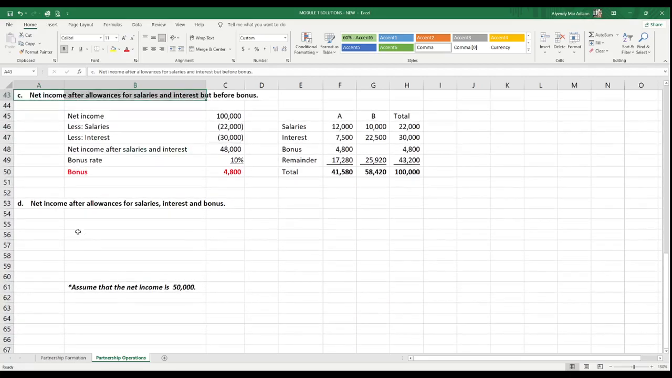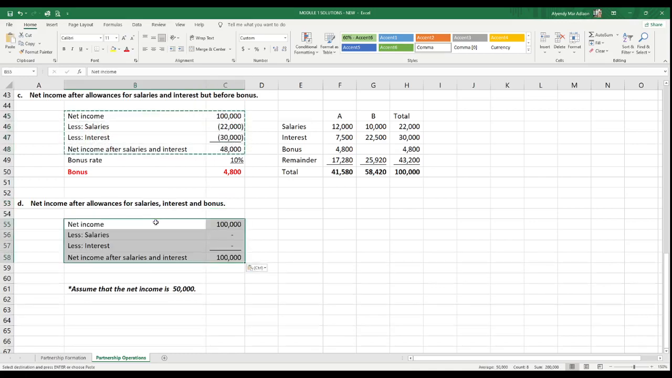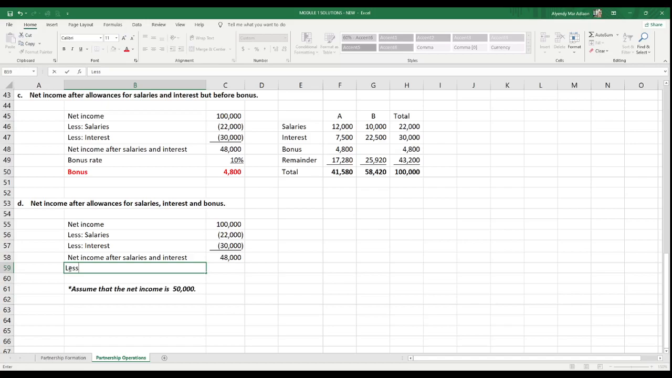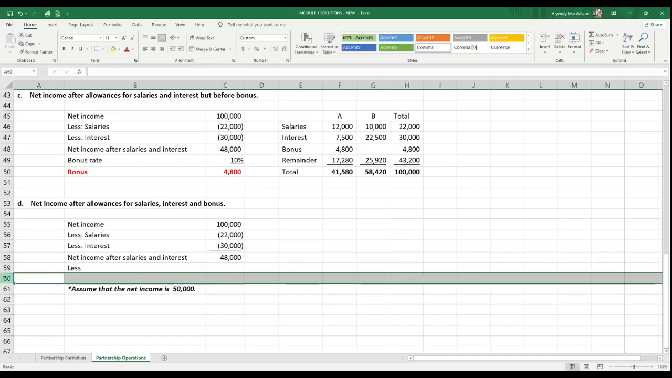And lastly, we have net income after allowances for salaries, interest, and bonus. So, it will be like this. Same as before, we have net income of 100 less the salaries of 22 and the interest of 30,000. So we have 48,000. But since in this problem it is after salaries, interest, and bonus, we also have to deduct the bonus. But the question here is, how much is the bonus?